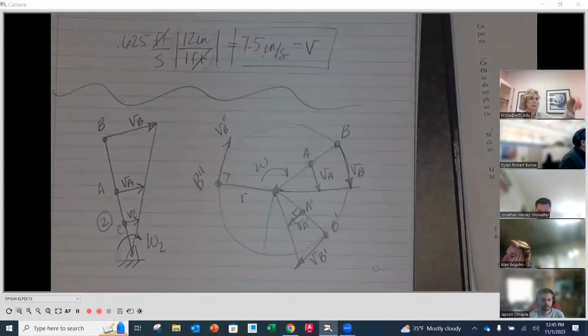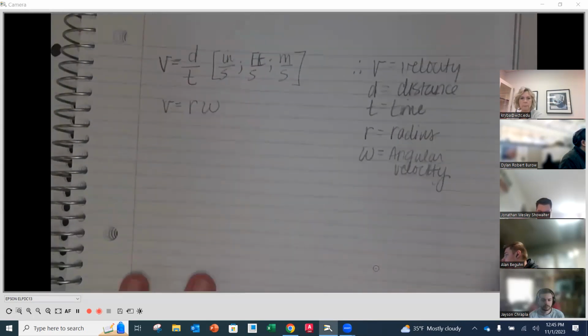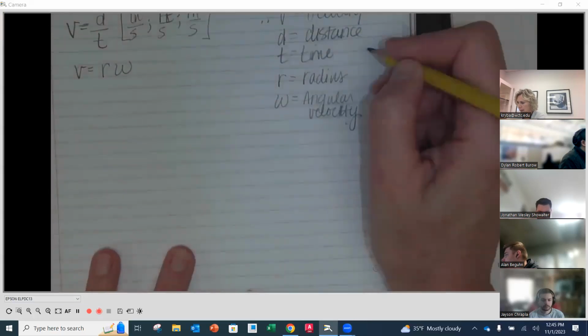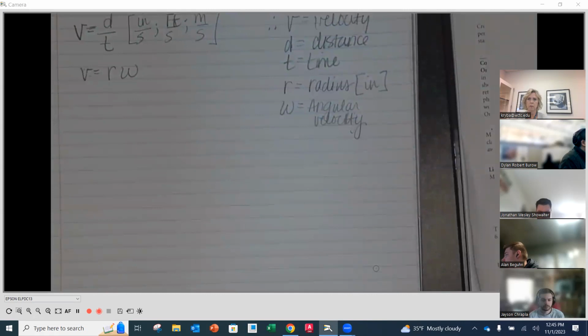Inches, feet, meters, right? Yeah, it's another form of a distance, right? So we would be expecting our radius to be in, I'm gonna put inches, just for a form of. Angular velocity.